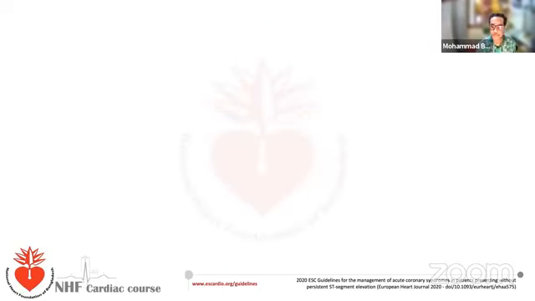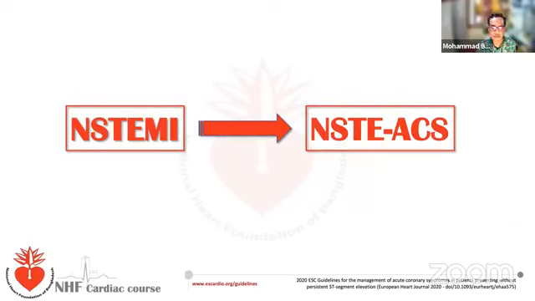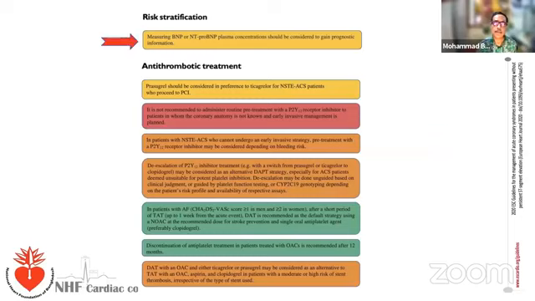So what is new? Number one, the name is new. Non-STEMI has changed into non-ST elevation ACS. And next, measurement of BNP and proBNP has been added. Prasugrel is given preference over ticagrelor in non-STEMI patients who proceed to PCI. And again, discontinuation of antiplatelet therapy after 12 months in patients who are on oral anticoagulant agents. This was a new thing.